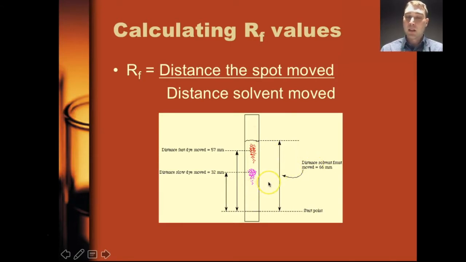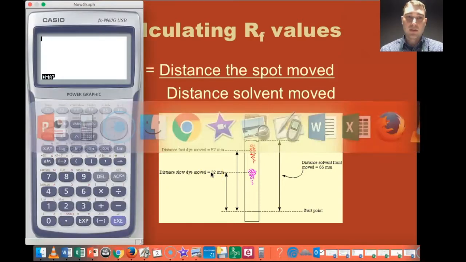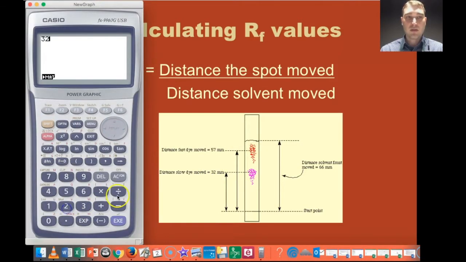The dye moved 32 millimeters, so let me get my calculator up. We're going to do 32, and divide that by the distance that the solvent moved, which is 66. So 32 divided by 66, we get 0.48. So our RF value is 0.48 for the pink dye.